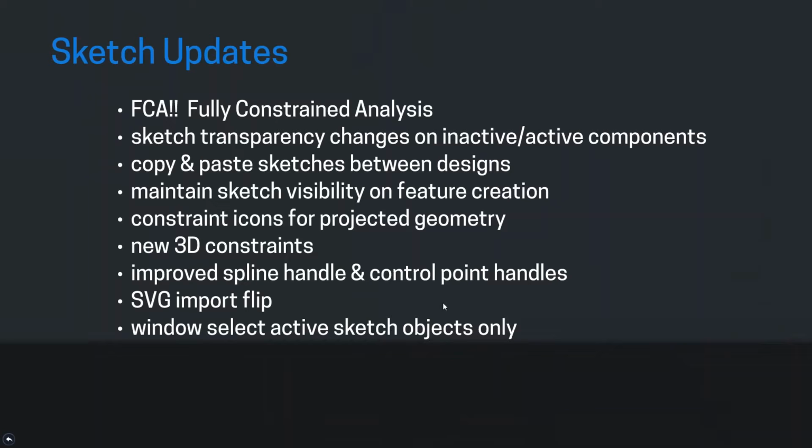So on sketch updates, a couple of nice ones. The fully constrained analysis. For example, when you're sketching and you add a dimension and the line becomes fully constrained, it would switch colors in Inventor. That's been in preview mode for a long time in Fusion. They finally released it from preview mode, and it's automatically enabled for every Fusion user. There are a lot of new 3D constraints and improved control over 3D sketching, like spline handles and things like that. Copy and paste sketches between designs wasn't available before.